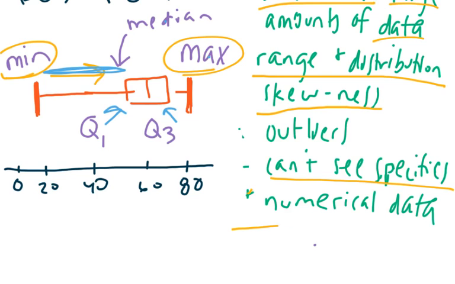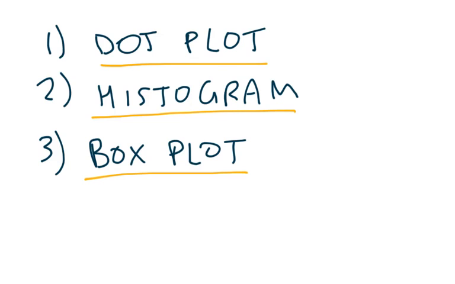And then lastly, box plots are good for numerical data. We can't plot categorical data in this way. So that is just a quick summary of the 3 types of plots: dot plots, histograms, and box plots.